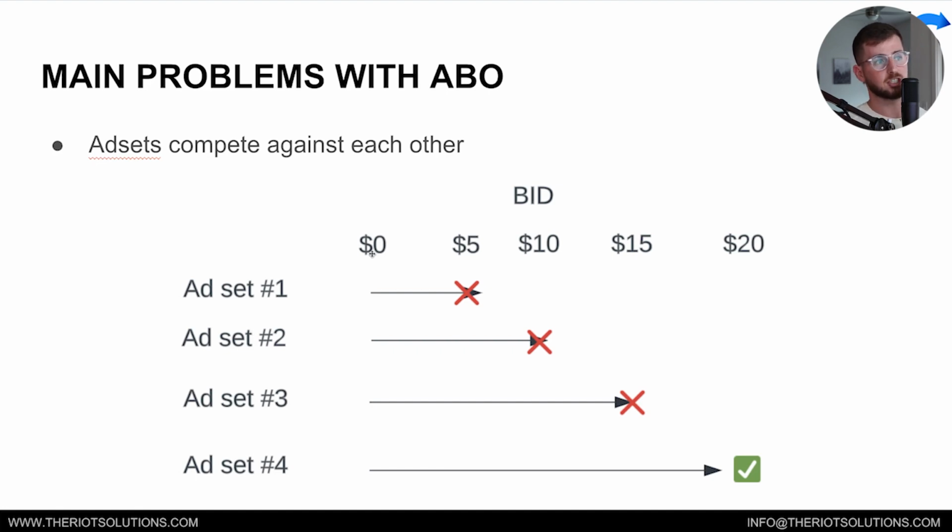So for example, let's just say this is our CPM right here, our bid right here. How much does that ad set have to bid to essentially serve that impression? Ad set number 1 tried bidding $5, ad set number 2 tried bidding $10, ad set number 3 tried bidding $15, ad set number 4 bid $20 and was like, I'm beating all you guys. Yeah. And guess what? We just spent $20 to serve that one impression. Again, it's hypothetical, but that's how it works.